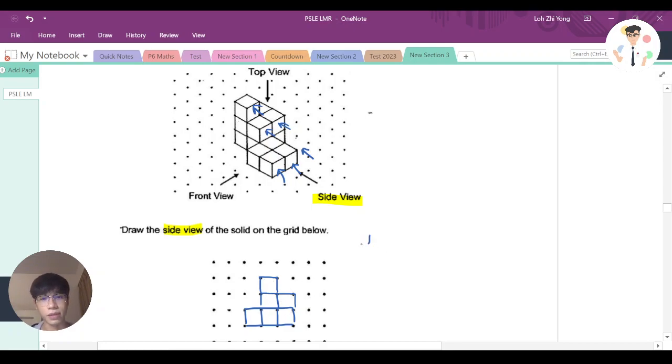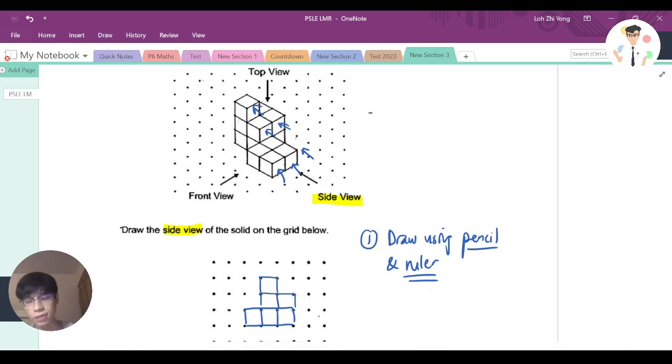And again, a reminder, please draw using a pencil. Why? Because if you draw wrongly, you can erase it. And please draw using a ruler and make sure it's nice. Okay, my drawing here is not nice. I didn't use a ruler, but please try to use a ruler. Okay, thank you. Let's move on to our next question.